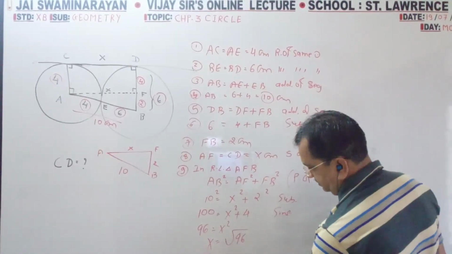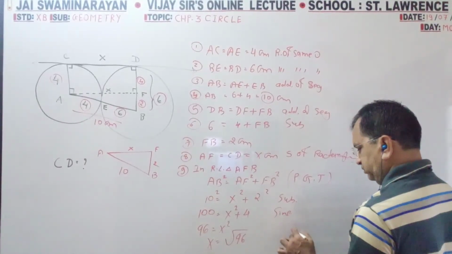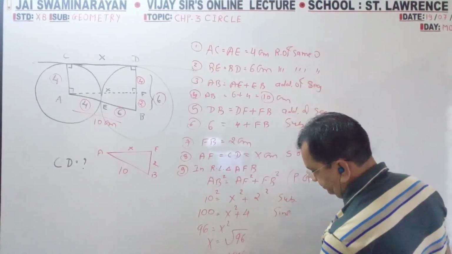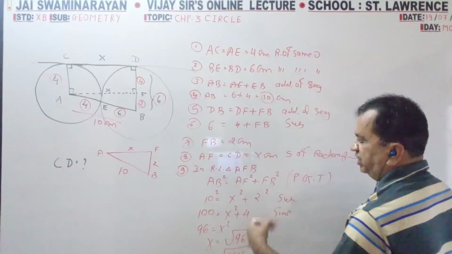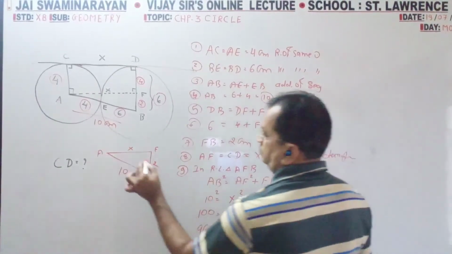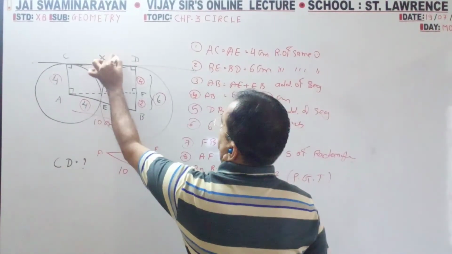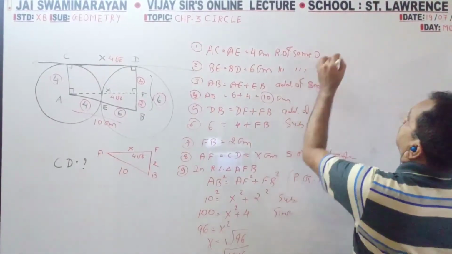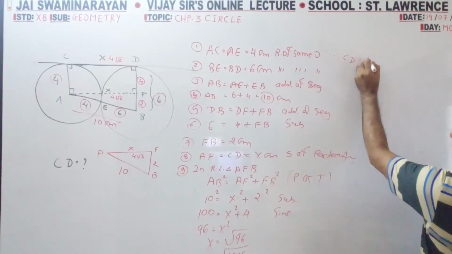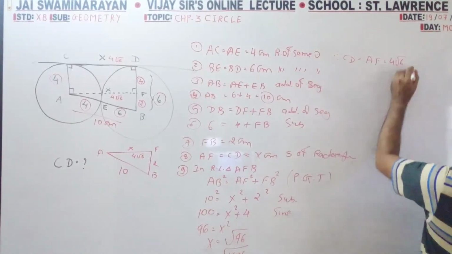So X, 16 times 6, so 16 we can take out, 4 root 6. So this is 4 root 6, 4 root 6. Therefore CD is equal to AF is equal to 4 root 6 centimeter.